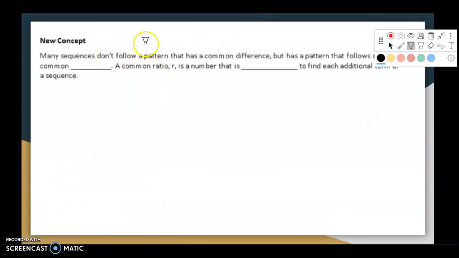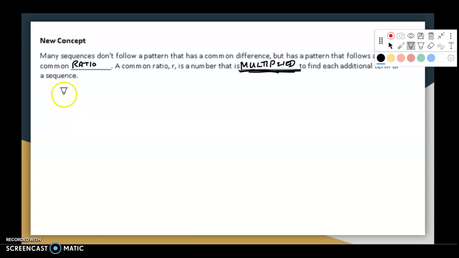And now, here we're going to talk about geometric sequences. Many sequences don't follow a pattern that has a common difference, but have a pattern that follows a common ratio. So now we're not talking about common differences anymore. We're talking about this thing called a common ratio. A common ratio, or R, is a number that is multiplied to find each additional term of a sequence. Very, very important. It is multiplied. Notice I did not mention it's divided. It's only multiplied.